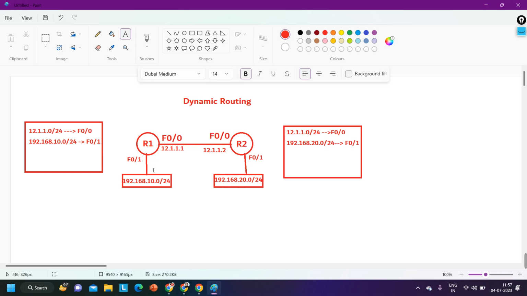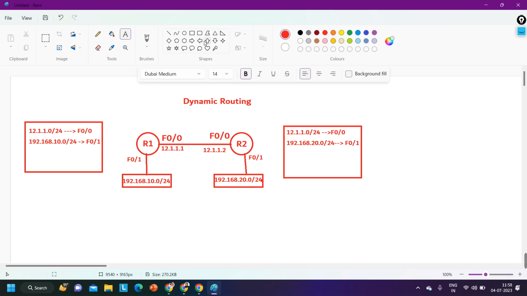But what about the indirectly connected networks? Like 192.168.20.0/24 is indirectly connected from router 1, yes or no? Yes. And 192.168.10.0 is indirectly connected for R2.